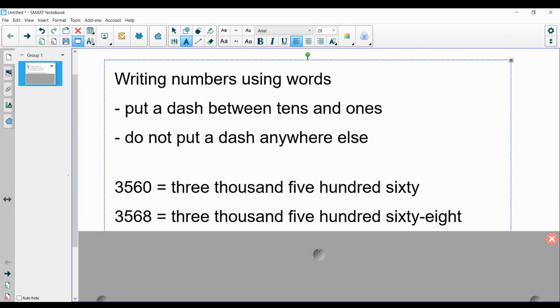Now, if you look at 3,568, you would write it as three thousand five hundred sixty-eight. And the reason you would have a dash in between 60 and 8 is because 60 is a tens and 8 is a ones. Therefore, you need a dash.